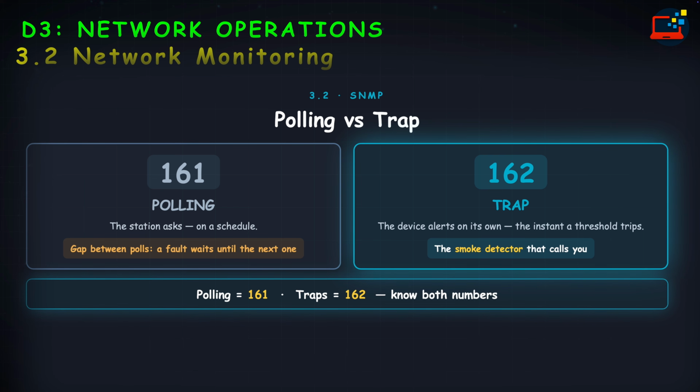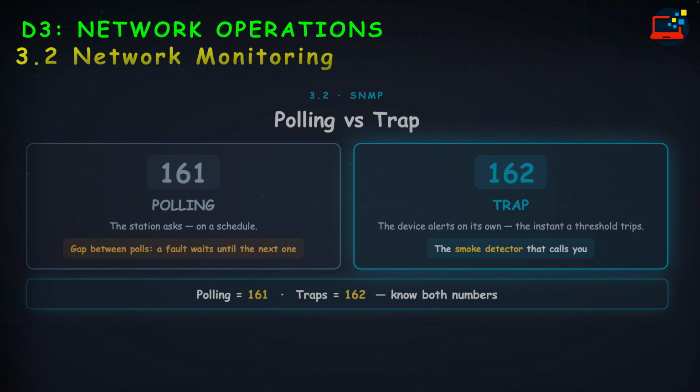The problem with polling is the gap between polls, where a fault can go unnoticed until the next one. That's why we have the trap. An SNMP trap is a message the device sends to the station on its own the moment something crosses a threshold over port 162. It's the smoke detector that calls you instead of you walking the hall sniffing for smoke. Polling is port 161. Traps are port 162.